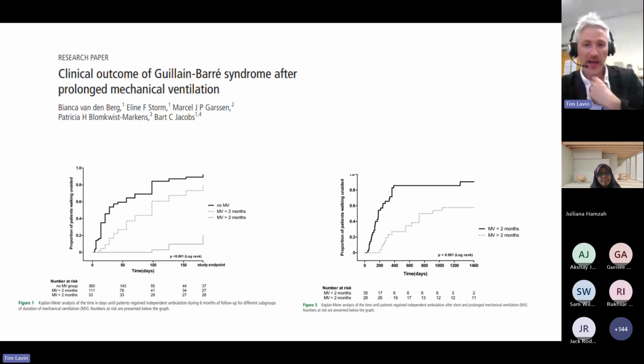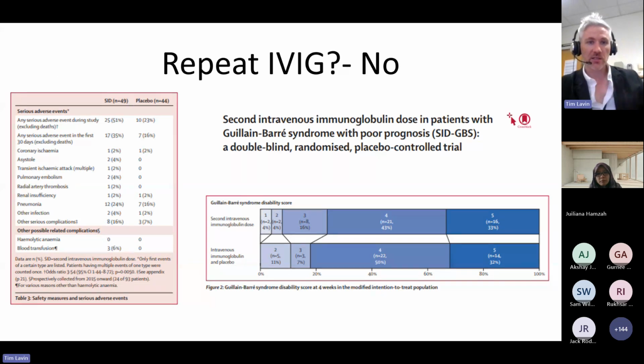Now, if you extended that study out to a few years down the line, you can see actually a significant majority did get to independently mobilizing. So you really can't make a judgment on that deficit. You need to give them longer, essentially, in terms of recovery. So you can't make a judgment, if they've been ventilated for 4 weeks, that they're never going to walk again. That simply doesn't work.